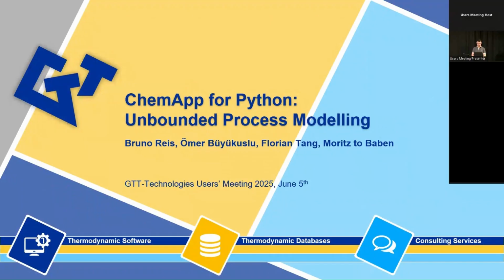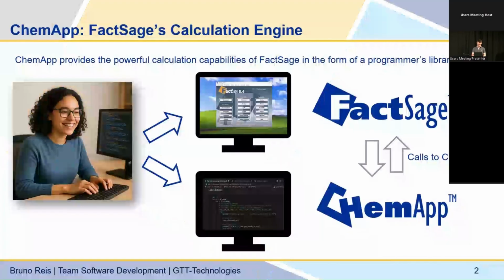What I'll try to do today is just to give you some introduction to ChemApp for Python, and also let you know of the new cool features we have recently developed. So first of all, before talking about ChemApp for Python specifically, just to introduce also what ChemApp itself is, if you don't already know it, you very likely have already used it. ChemApp shares the same calculation engine that FactSage uses for the equilibrium calculations. And FactSage actually performs calls to ChemApp constantly in all of those products that you already saw.